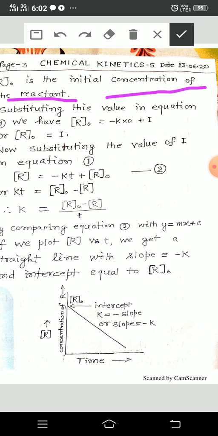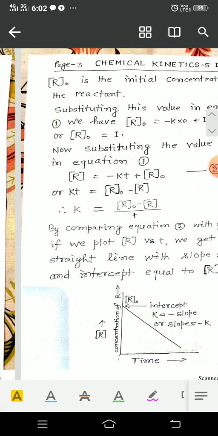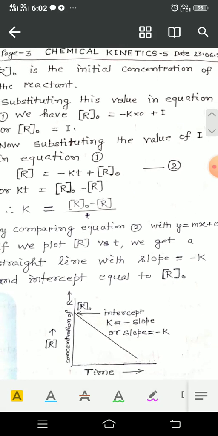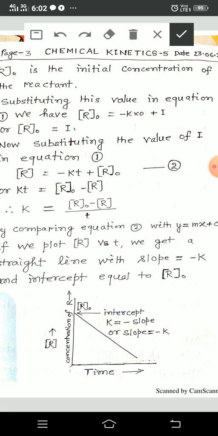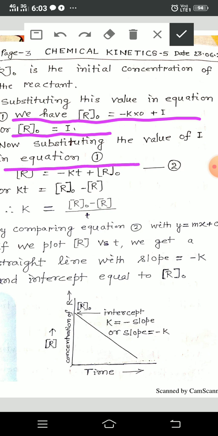Substituting this value in equation 1, we have R naught is equal to minus k multiplied by 0 plus I, or R naught will be equal to I. Now substituting this value of I in equation 1, what you will get? kt equal to initial concentration minus final concentration, and finally rate constant will become equal to initial concentration minus final concentration by t.